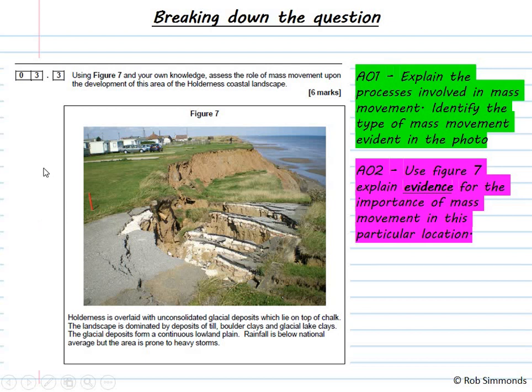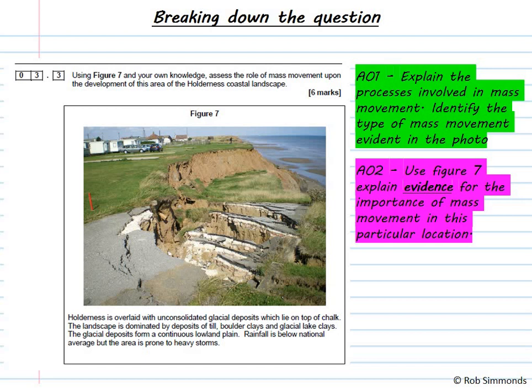So we're given a picture of the Holderness coastal landscape and it's clearly showing some change here in the foreground. The question itself says, using figure 7 and your own knowledge, assess, so really good AO2 word there, the role of mass movement, alarm bells ringing about AO1, upon the development of this area of the coastal landscape in Holderness. Be aware that the word development doesn't refer to human development, it refers to the natural physical development of the coastal landscape itself.